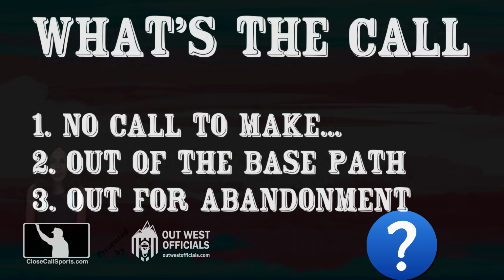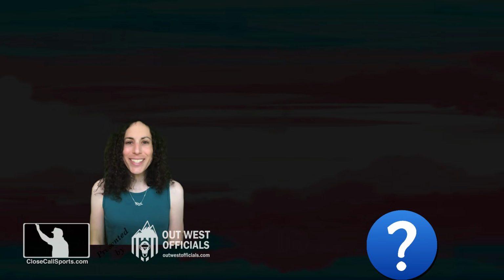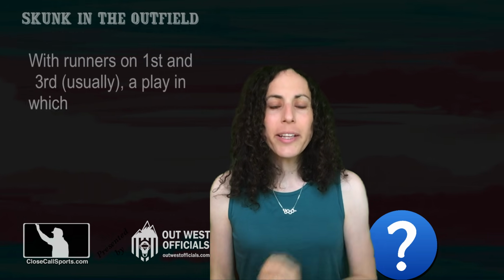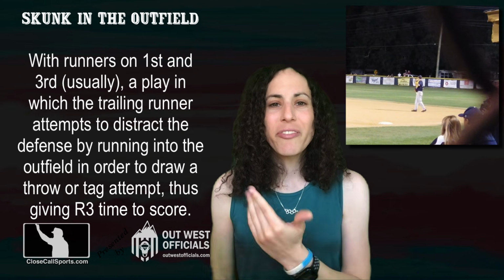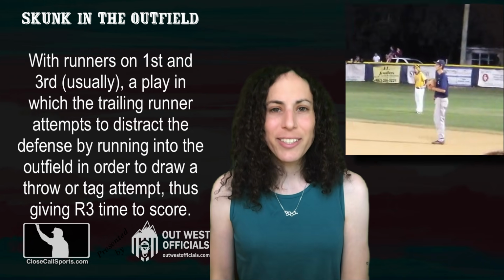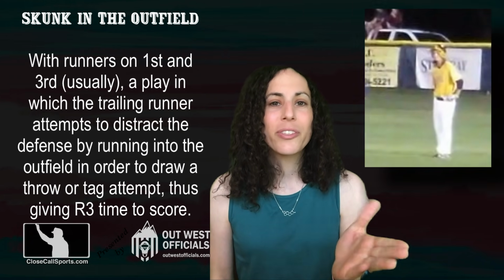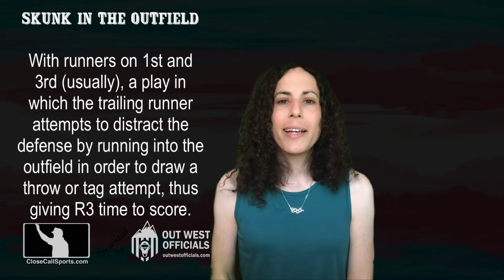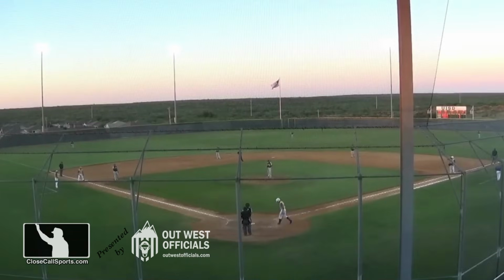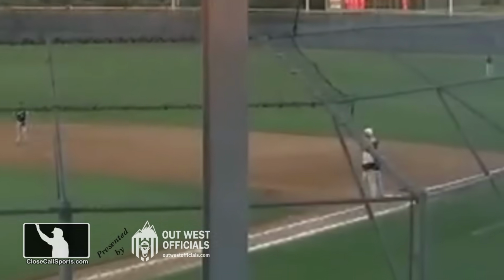Fortunately, we have a rulebook to assist us in this regard. The skunk in the outfield play is rarely seen, but it usually occurs with a runner on third and a runner on first going to second to try to provide a distraction for that runner on third so they can score while the defensive team is making a play on the trail runner. To do this, they'll be obviously putting themselves out there by running into the outfield. That's where we call it the skunk in the outfield.